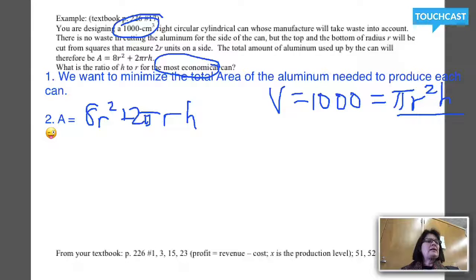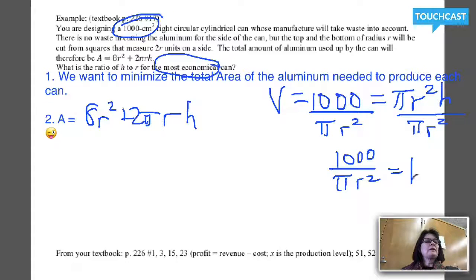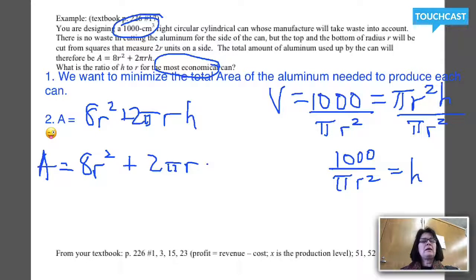So I'm going to divide both sides by pi r squared, and I'm going to have that 1,000 over pi r squared equals h. Now I can finish step 2, which is A is going to equal 8r squared plus 2 pi r times 1,000 over pi r squared. I know I'm going to have to take the derivative of A pretty soon, so I'm going to simplify this expression because it is going to make the next step of taking the derivative easier.